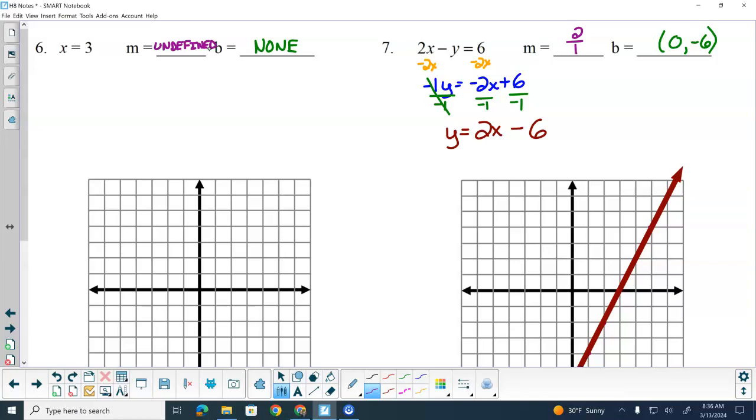Okay? All right? So I'm going to go where x is equal to 3. Okay? Because that's what it tells me. X is equal to 3. Oops, I missed. Right there. 3 to the right is where that one is. And it's vertical, up and down. Okay. Good stuff.